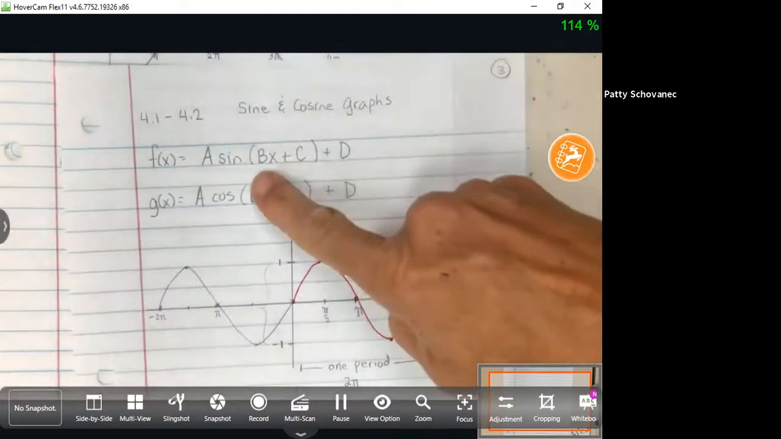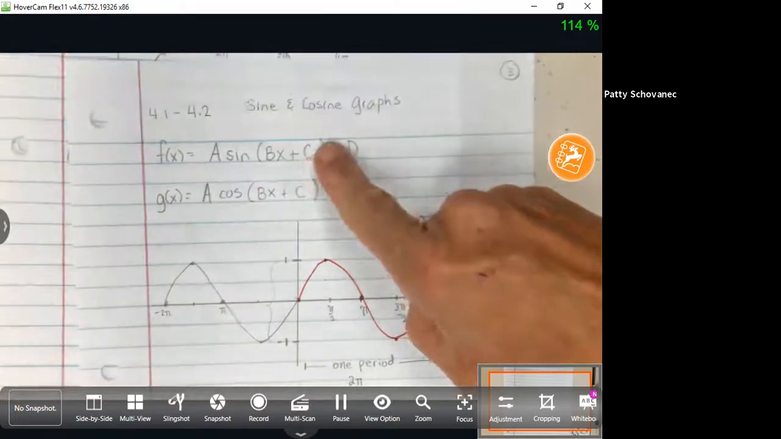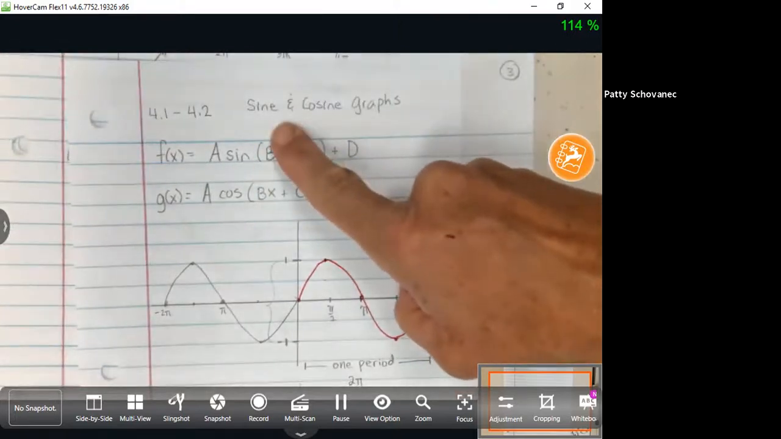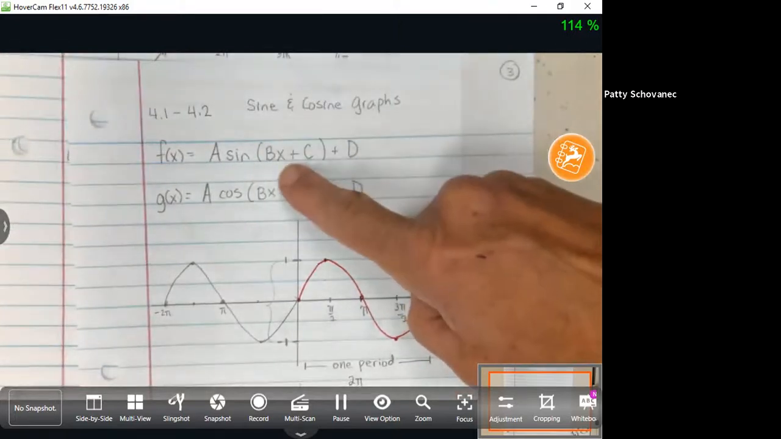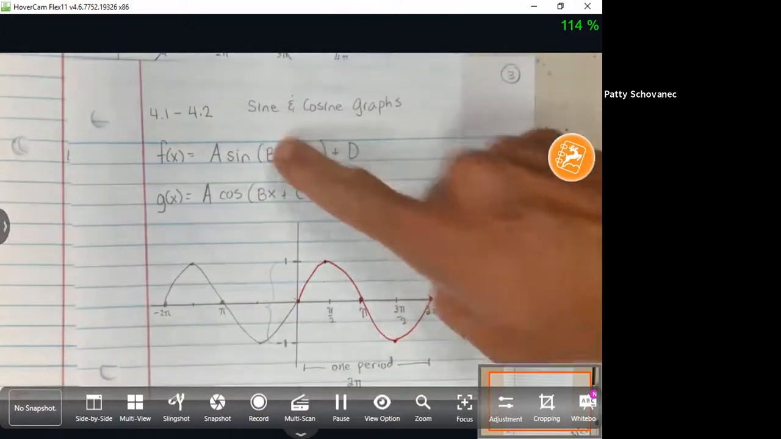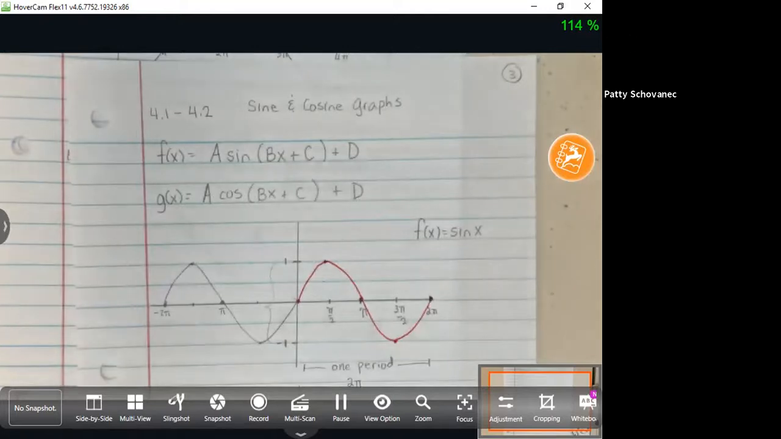Our trig functions start when the stuff inside the parentheses is 0, and they end when the stuff inside the parentheses is 2 pi. So if I take this stuff inside here and set it equal to 0 and solve for x, bx plus c is equal to 0. Solve that for x and you get x is minus b divided by c. That ratio is going to be called the phase shift.